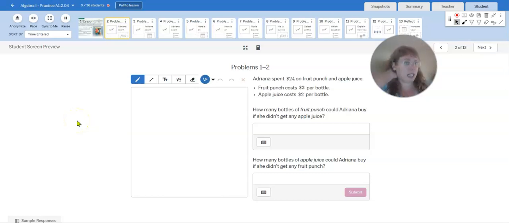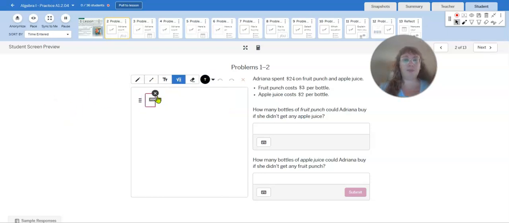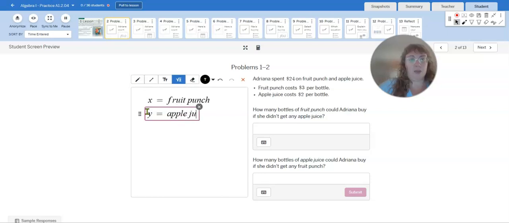Here's the first slide, slide 2, which has problems 1 and 2. Adriana spent $24 on fruit punch and on apple juice. Fruit punch is $3 per bottle and apple juice is $2 per bottle. So if we think of this as an equation, let's say that X is fruit punch and we'll say Y is apple juice.